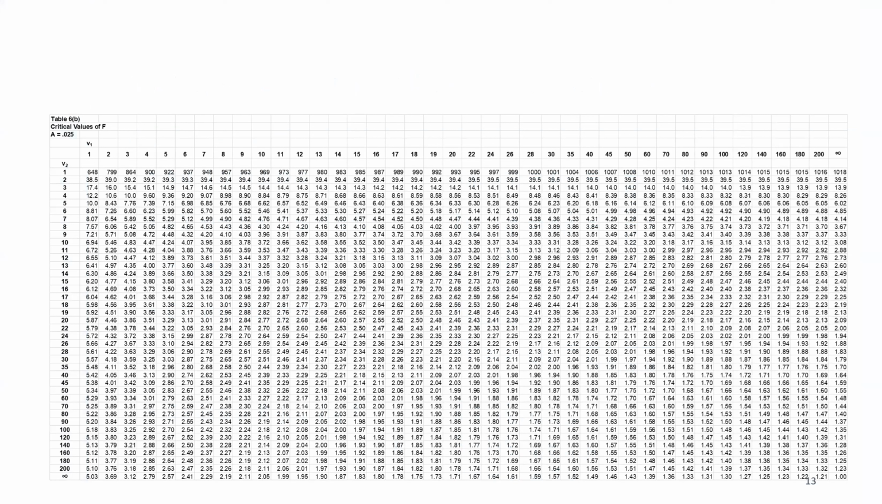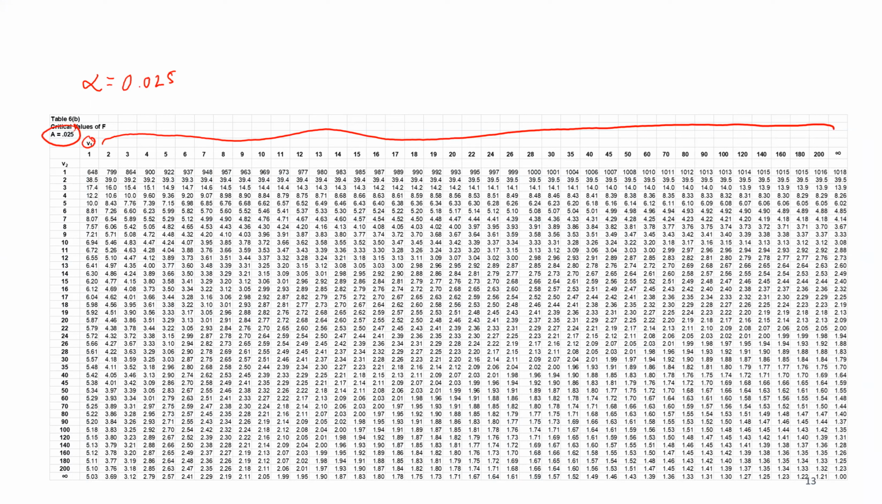So this is our F table. This is one of our many F tables that we have. Here in the corner, you see A of 0.025. That means this is alpha of 0.025. Then you have all of these columns. This says V1. So this is the degrees of freedom for group 1. V2, this is the degrees of freedom for group 2. So if it's F of 0.025, comma 7, comma 5, if we were to look this up.